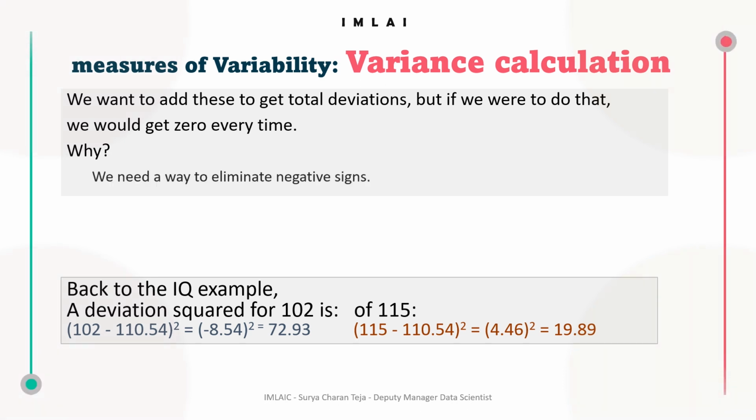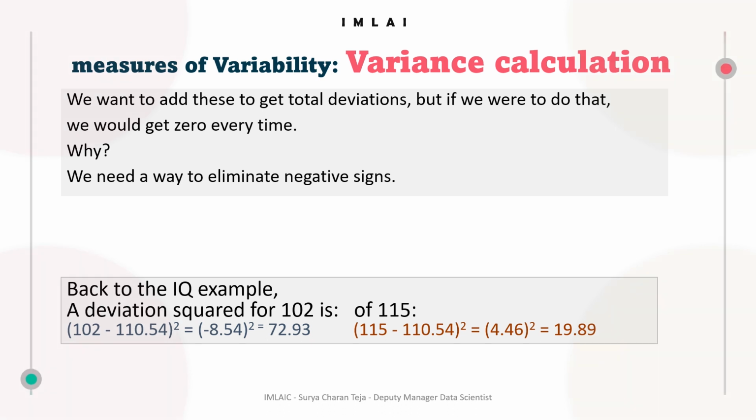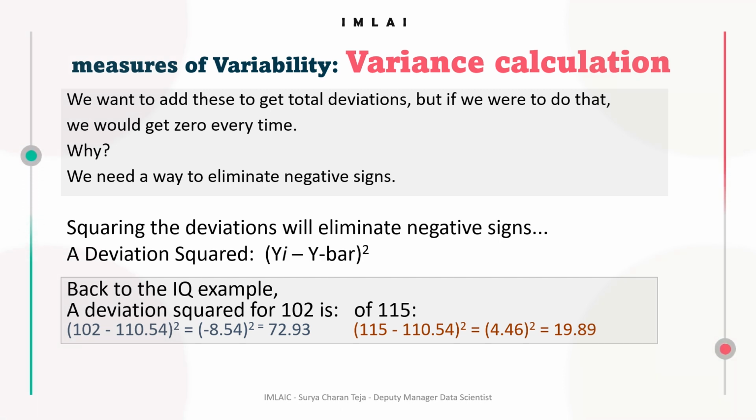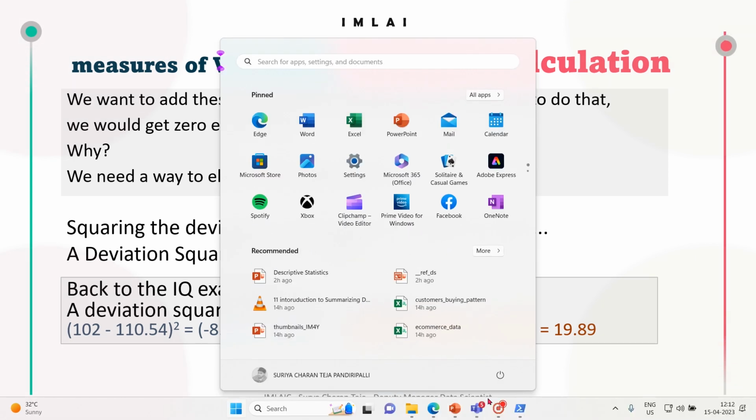We need a way to eliminate negative signs. What is that? It's simply squaring the deviations. You just square the deviation, which will eliminate negative signs. Now finally we'll get the squared deviations, yi minus y bar, squared.